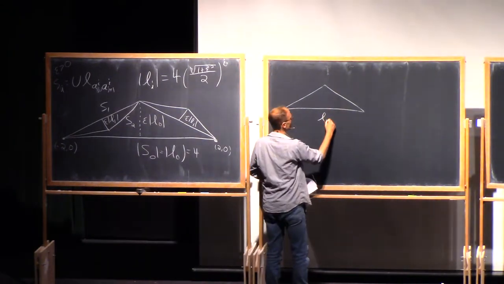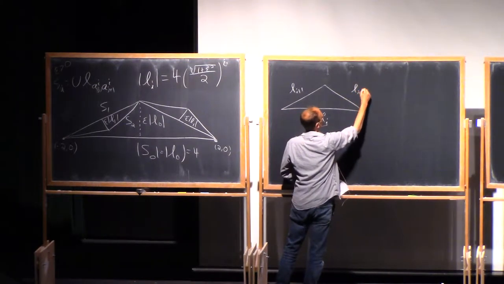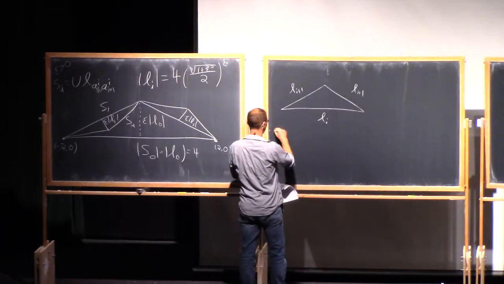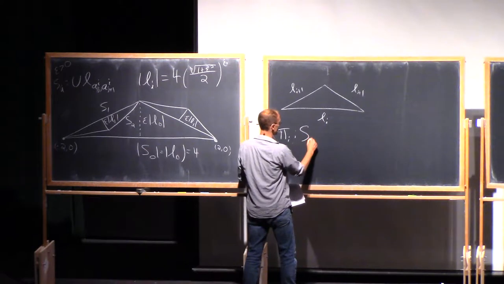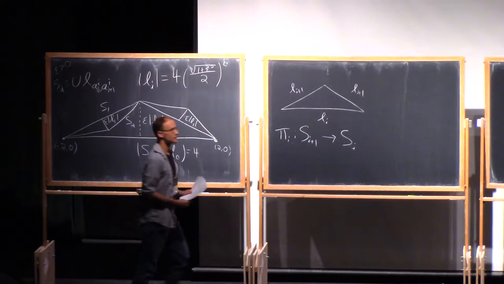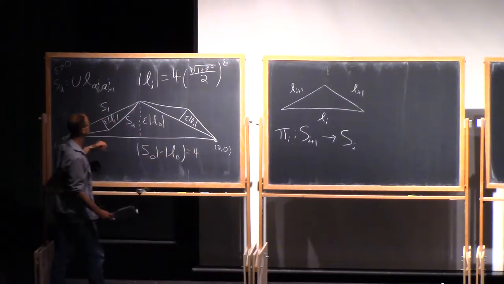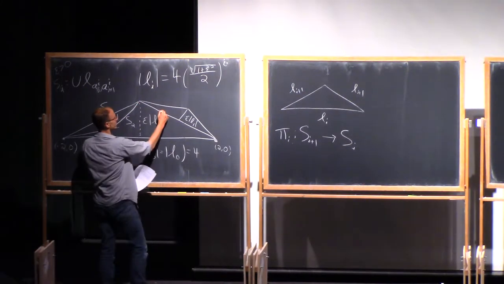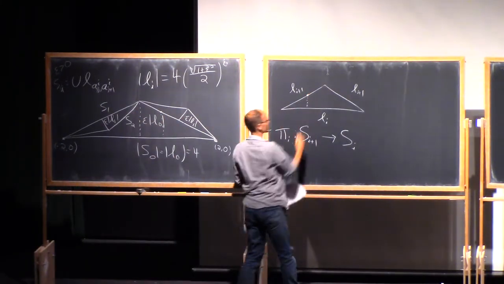Maybe this is one of our Li, so this becomes Li plus 1 of length Li plus 1. Right? Then I want to look at the projection map, pi, what's my notation? I, from S_{i+1} into S_i. So there's a nice orthogonal projection here, right? I can take any point here and look at the closest point projection down. So if I'm here, that's literally just there. If I'm here, I'm literally just there.